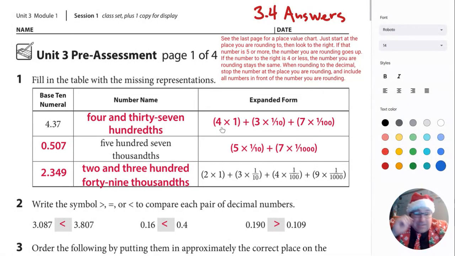Hey everybody, let's get ready for the Unit 3 test. Just got done with the band concert. A lot of fun there. Awesome job, 5th through 12th graders.